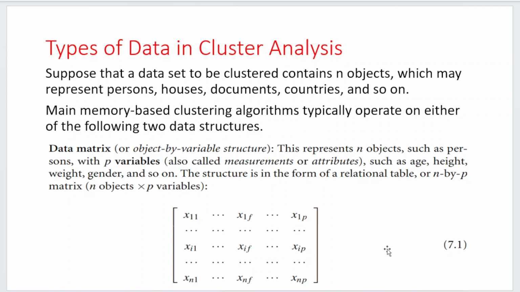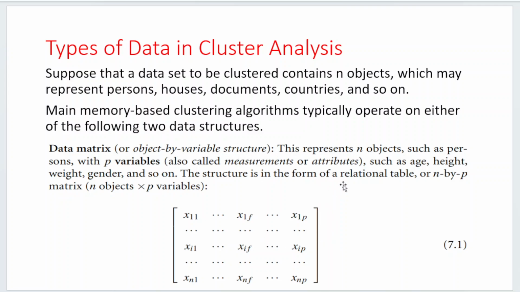For numerical data, we can use a few techniques like calculating the Euclidean distance, Manhattan distance, or Minkowski distance. But if categorical data is there, how can we do the cluster analysis? The first step is that the data set to be clustered contains n objects, which may represent persons, names, houses, documents, countries, and so on. Here we can represent our given objects by variable structure in the form of a data matrix.